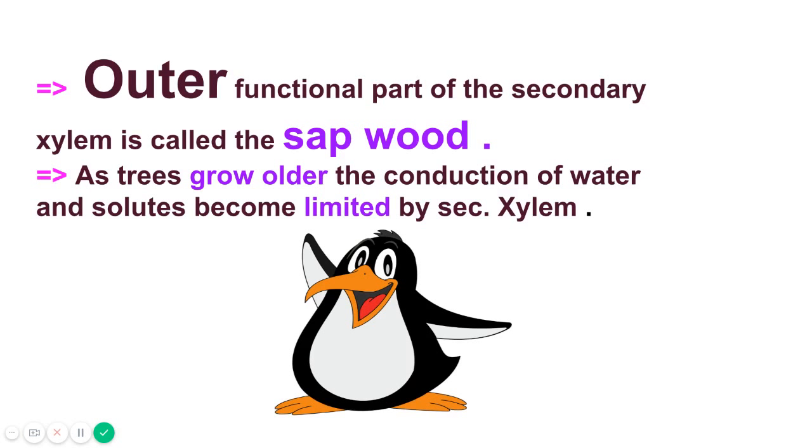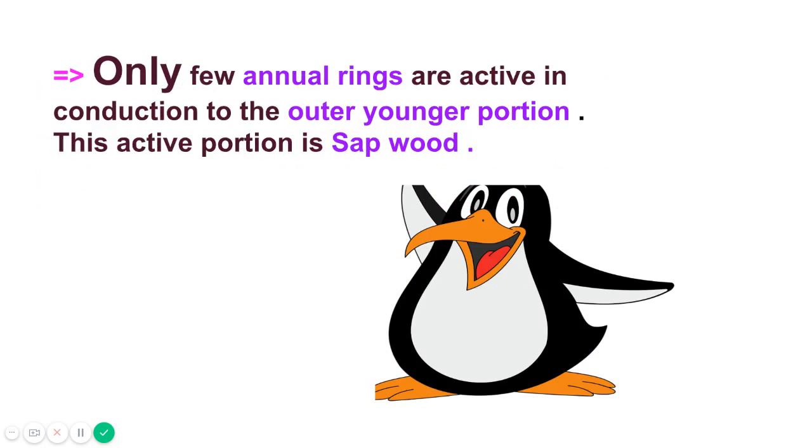The outer functional part of the secondary xylem is called the sapwood. The inner non-functional part is the hardwood and the outer functional part of the secondary xylem is called the sapwood. As trees grow older, the conduction of water and solutes becomes limited to the secondary xylem. So only a few annual rings toward the outer younger portion are active in conduction. This active portion is sapwood. I hope it's clear up till now.